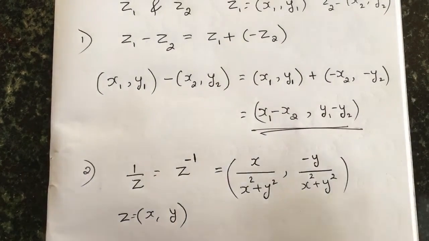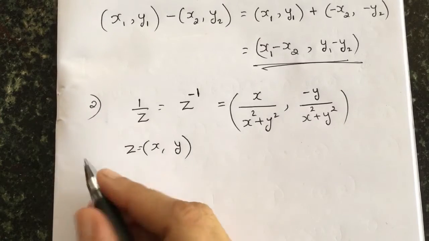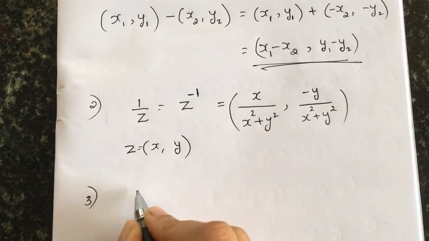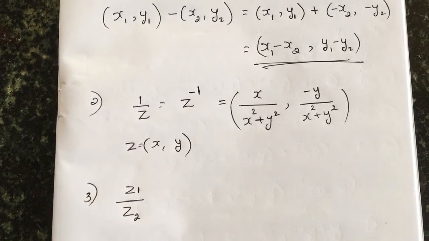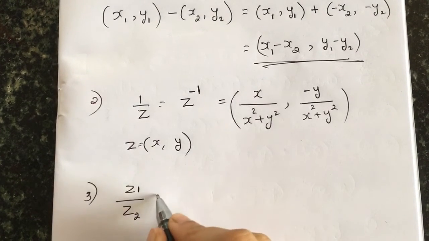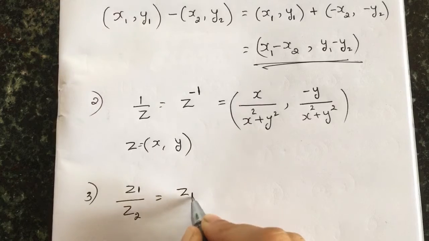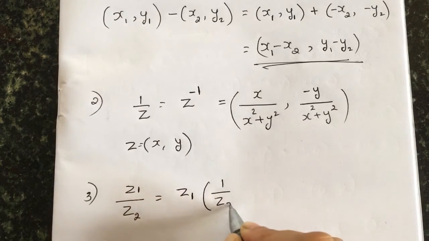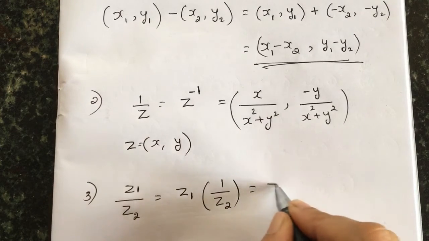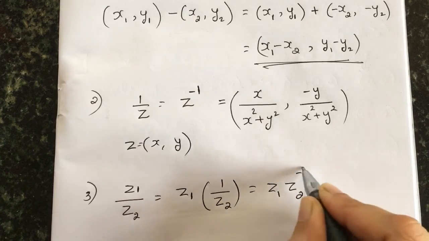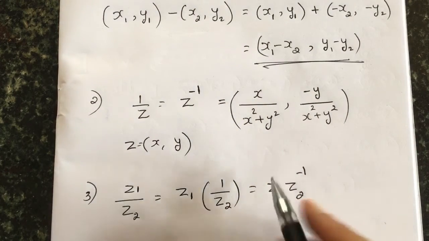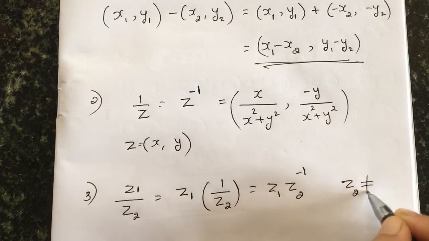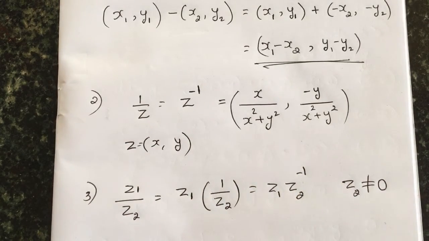Okay, and suppose you have two complex numbers z1 and z2, and you want to calculate z1 by z2 in terms of an ordered pair. This is the same as writing z1 into 1 by z2, or you can say z1 into z2 inverse. Provided z2 is not equal to 0, only then can you find z1 by z2.